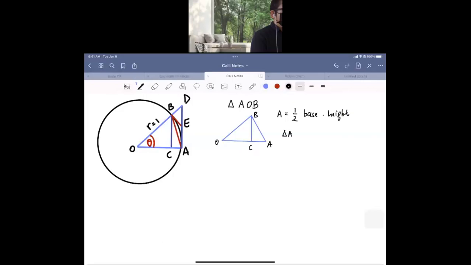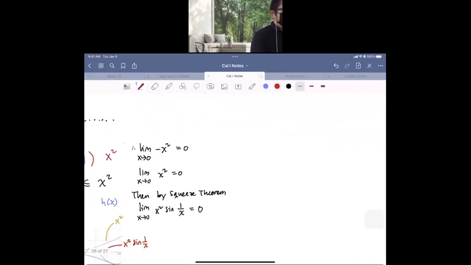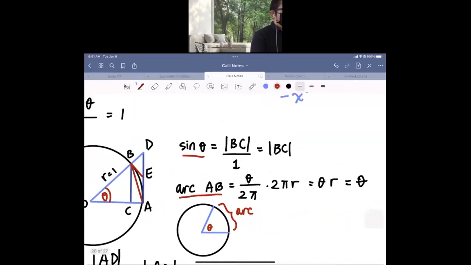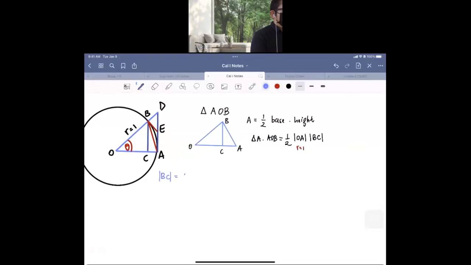Now the area of AOB is half, and according to the triangle, the base is OA and the height is BC, right? And we know that OA is our radius, which is equal to 1. And BC, what is BC? BC we have done describing in terms of sine theta, right? So we can write down the same thing. Let me write here, BC is sine theta. So the area of AOB is half sine theta. Okay, that's the first one, the first function that we might need to observe.